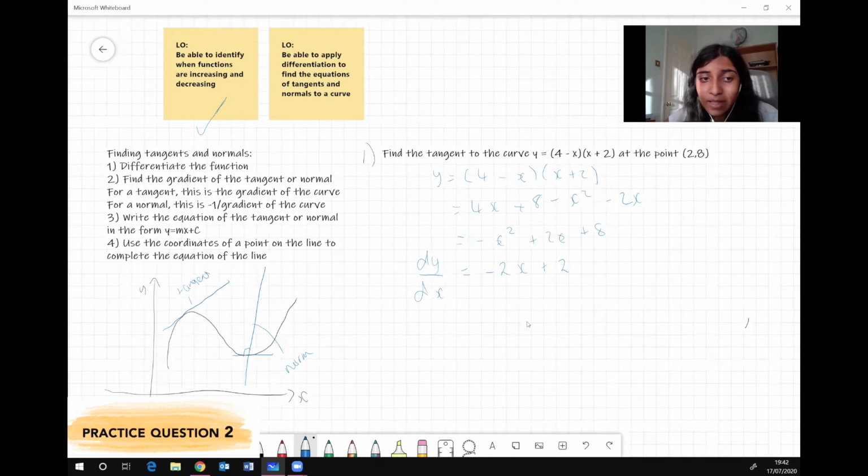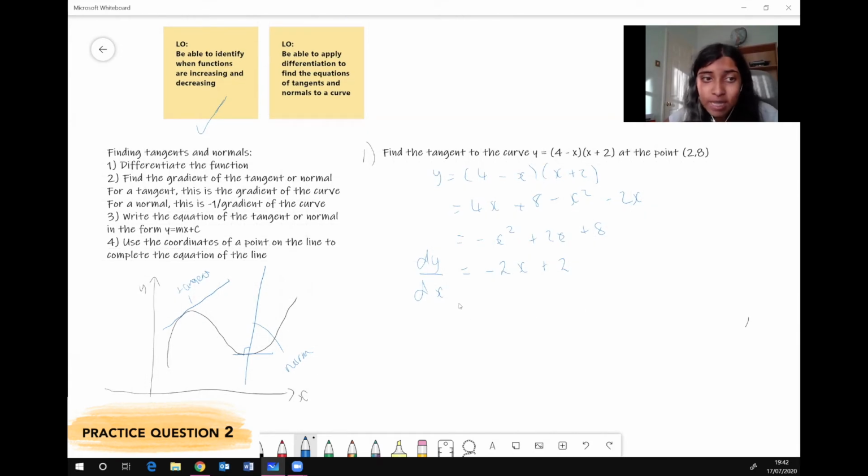So now that we've differentiated, the next step is we want to find the gradient of the tangent or normal. We're finding a tangent here, so this is the gradient of the curve. So we just want to find the gradient of the curve at the point (2, 8). We can just plug in x is equal to 2. So dy over dx would just be equal to minus 2 times 2 plus 2. So it's just minus 4 plus 2, which is equal to minus 2. So that's the gradient of the tangent.